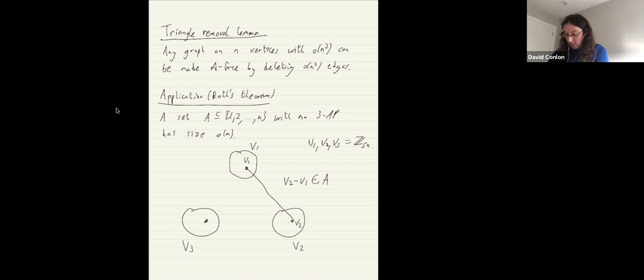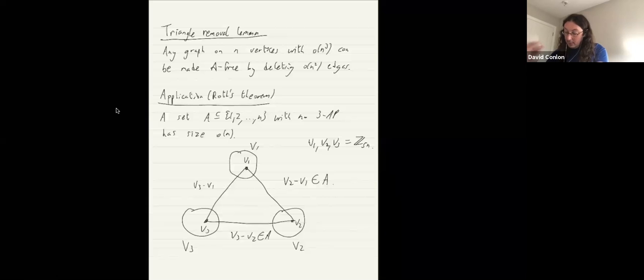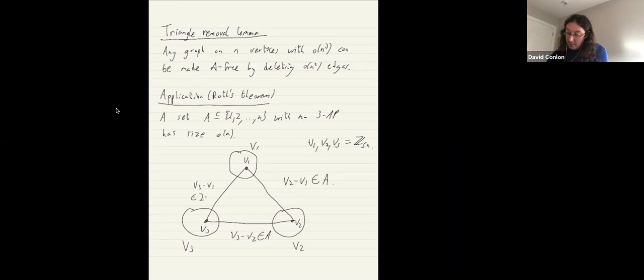So I join V3 to V2 if their difference is in A. And I join V3 to V1 if their difference, I've inverted this, is in 2 times A. So basically, if their difference is twice an element of A. That's not a minus, it's a times.